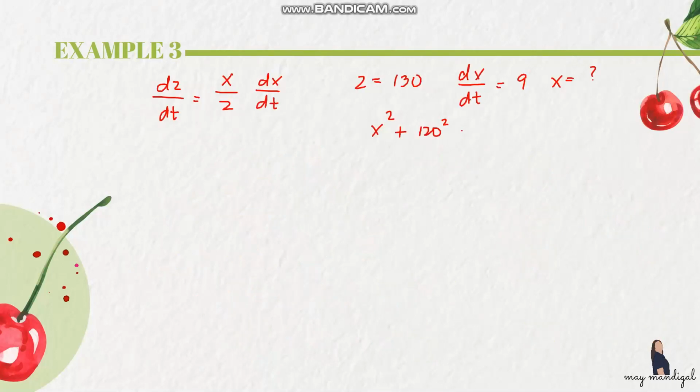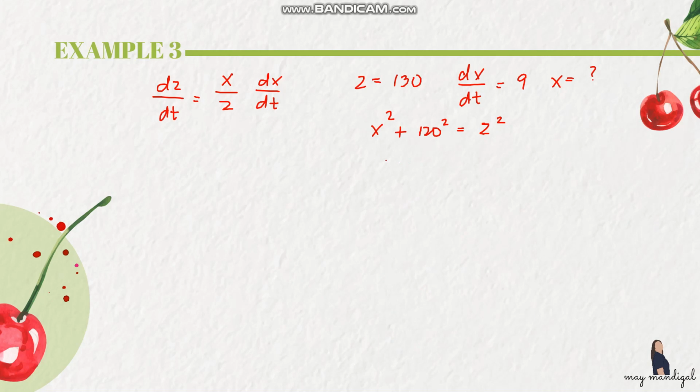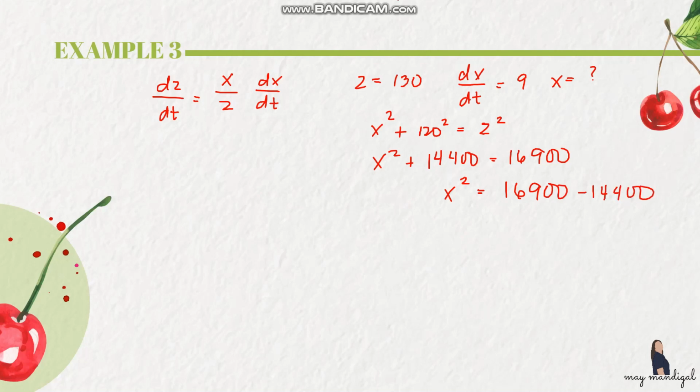So we have x squared plus 120 squared, which is 14,400, equals z squared. Our z is 130. So the square of 130 is 16,900. And then x squared equals 16,900 minus 14,400. That will give us x squared equals 2,500, so x is equal to 50. So that is the value of x.